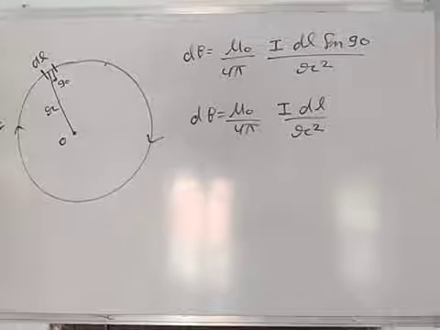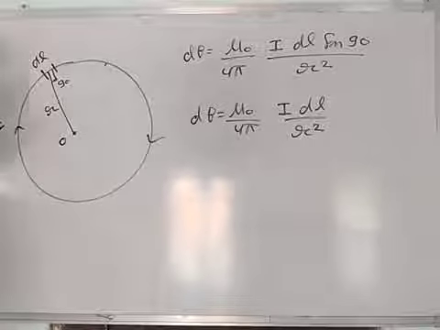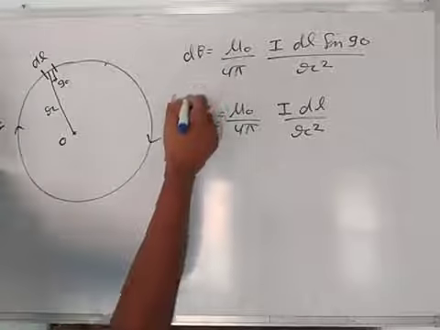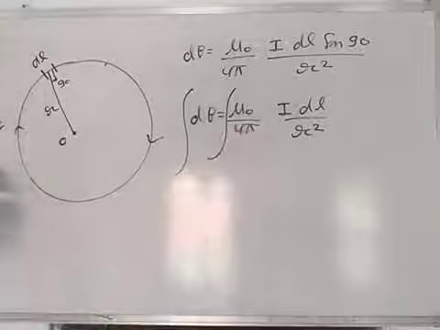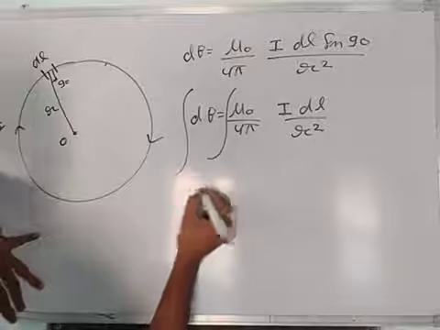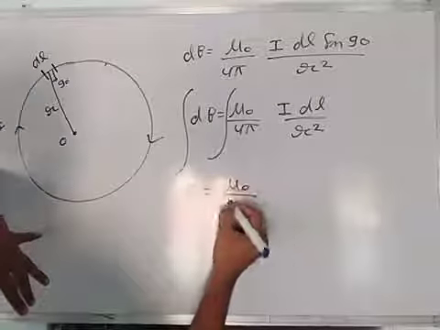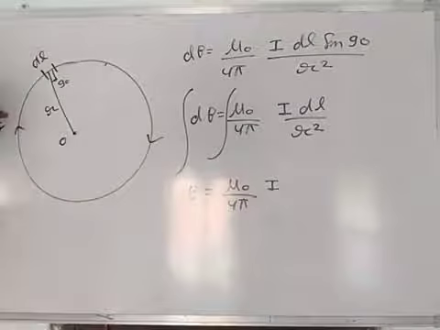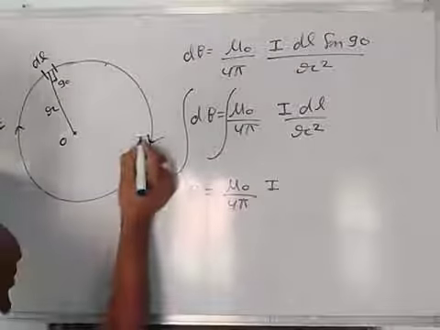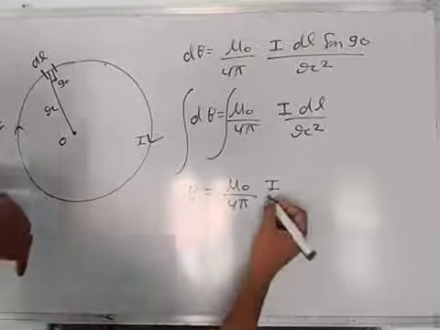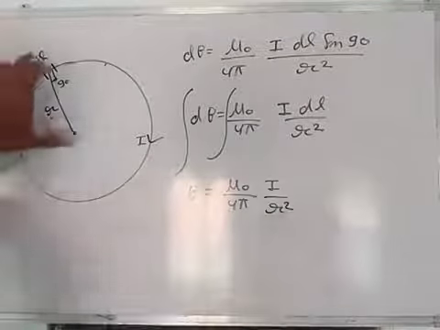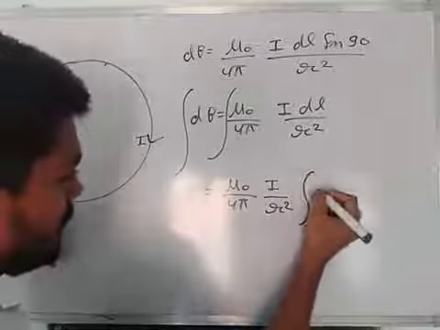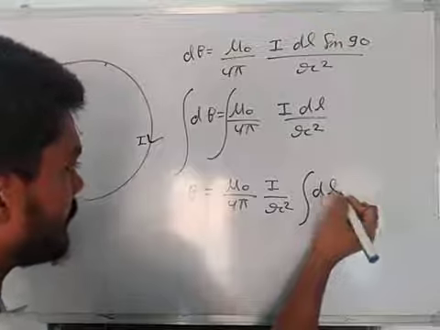Next, for this complete circumference, for this complete length, we are going to integrate. Integration of dB is B. Mu naught upon 4 pi is a constant. I is a current which is also constant. r square, the radius, is also constant. Now here we need the integration of dl.